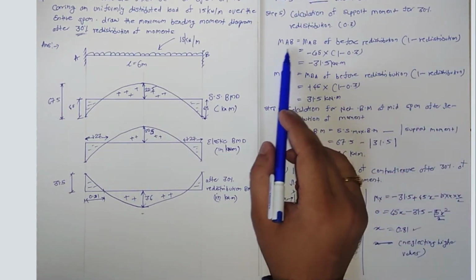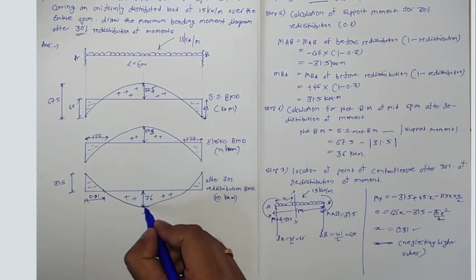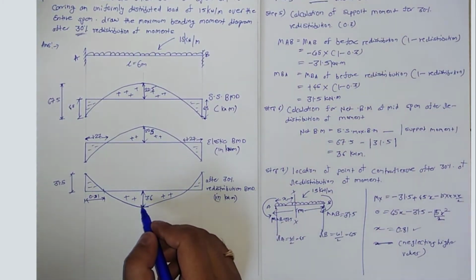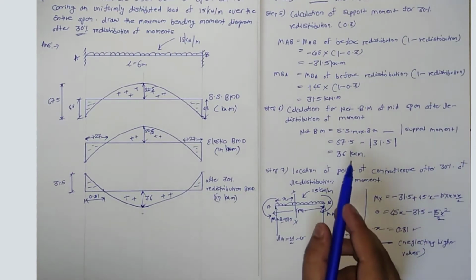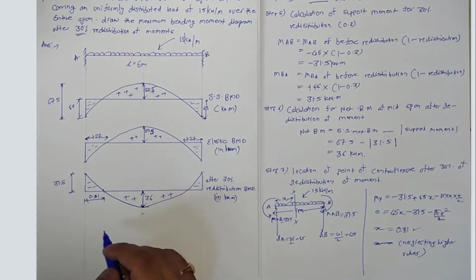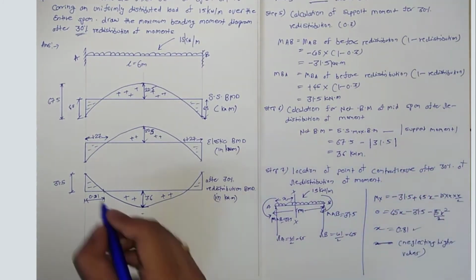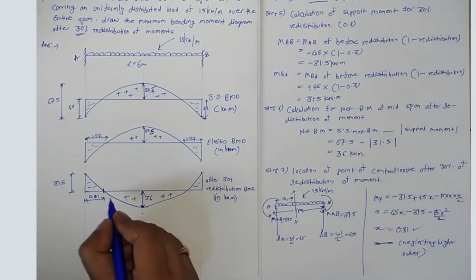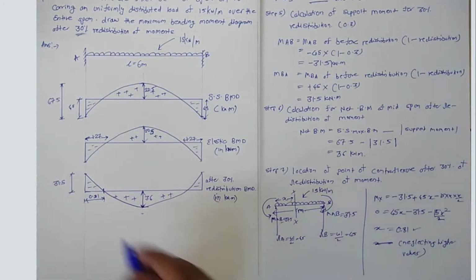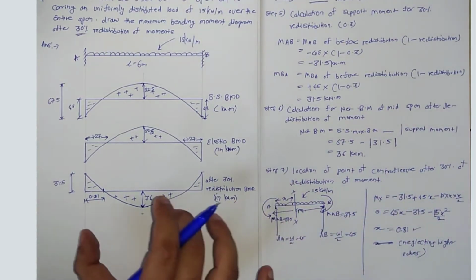Then just like a moment of AB, BA, then calculation for net bending moment. This we have calculated, the 67.5, which is the maximum bending moment for simply supported case, minus the fixed support moment. It is coming out to be 36, and then we have calculated the point of contraflexor. So this is the point where the bending moment changes its sign from negative to positive. So it is 0.81. And finally we have drawn this diagram.